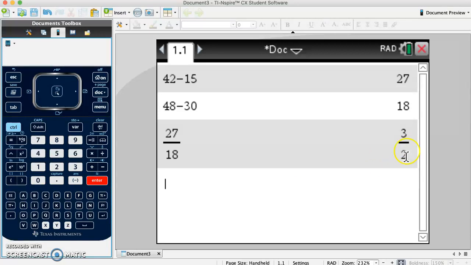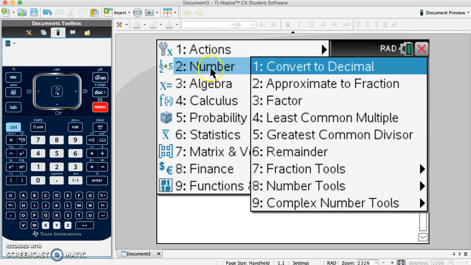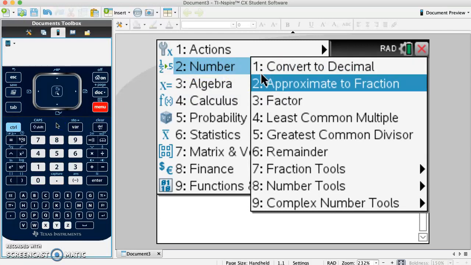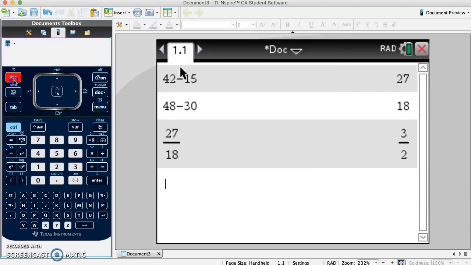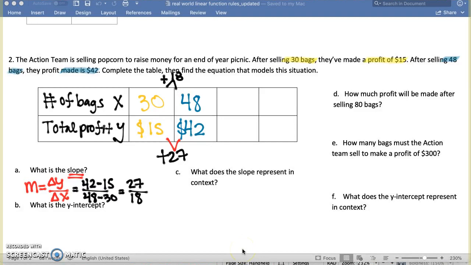Let's say we want to represent this as a decimal answer. So we can do menu, number, and then convert to a decimal. That's one choice. Or hit escape. We can do control and then equals, and that'll give me the decimal answer a lot quicker. So control and equals. So if we go back, we can say our slope is 1.5.